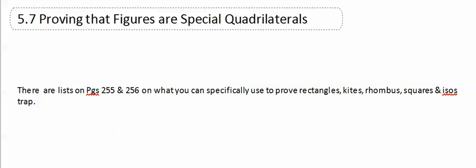5.7 Proving that figures are special quadrilaterals. On page 255 and page 256, there are lists helping you to prove rectangles, kites, rhombuses, squares, and isosceles trapezoids. Please take a look at those pages in the next few days as we go along with these lessons and in your homework, and memorize those, because those are the tools that you're going to be using in order to solve these problems.